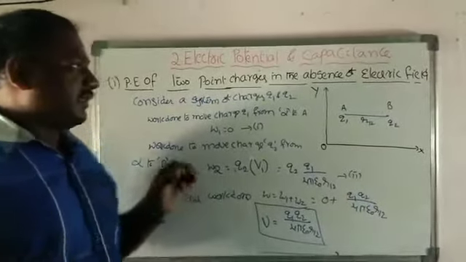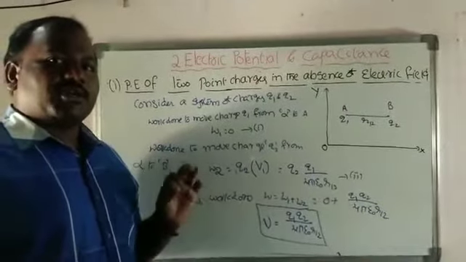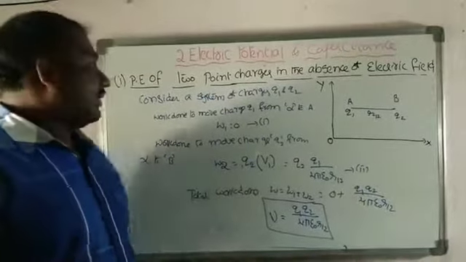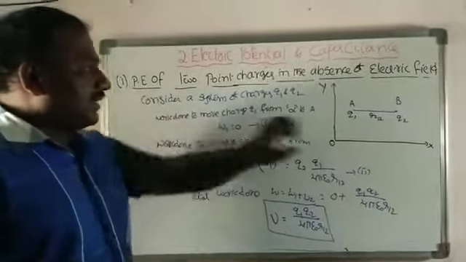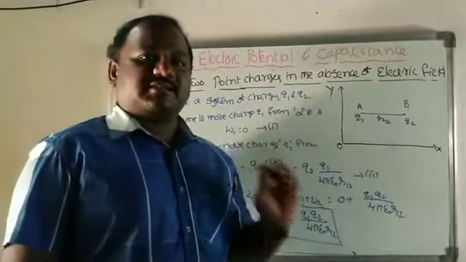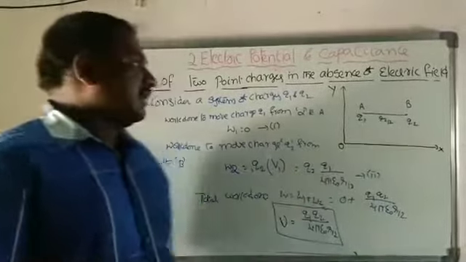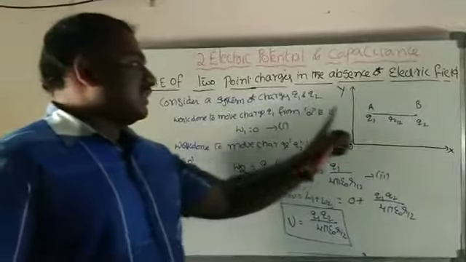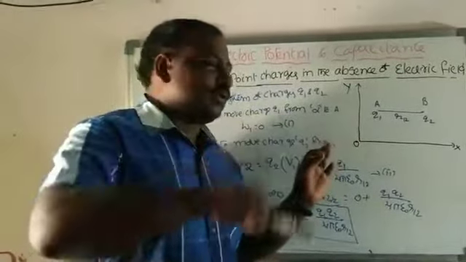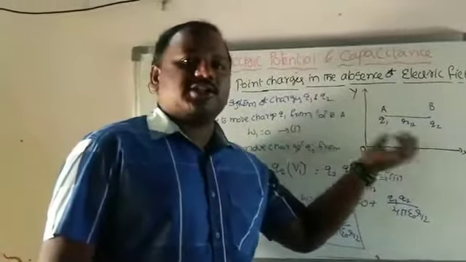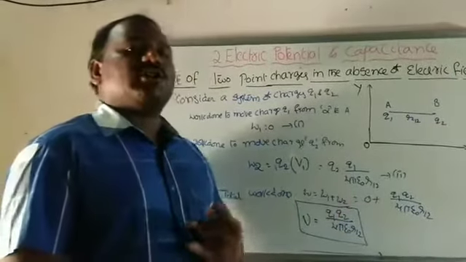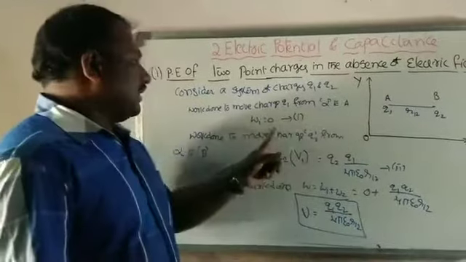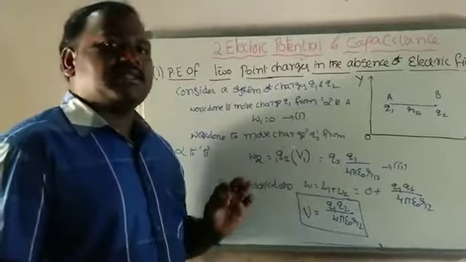Again, see this derivation, how we find the potential energy of a 2-point system. This is important for 2 marks. See here. First, I consider an electric field 0 region. There, electric field is absent. Now, I consider a system of charges Q1 and Q2. First, I place the charge Q1 from infinity to the electric field 0 region. Then, no work done is required. So, to move the charge from infinity to point A, the work done required is 0.